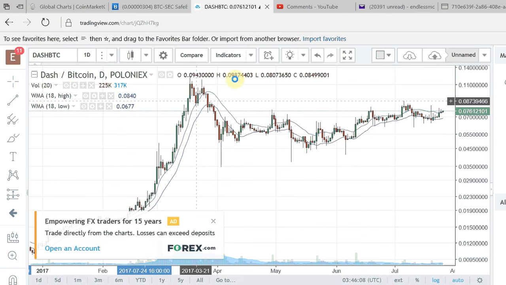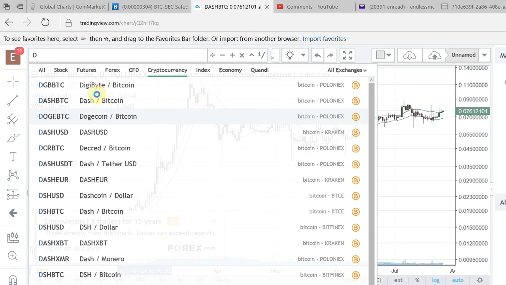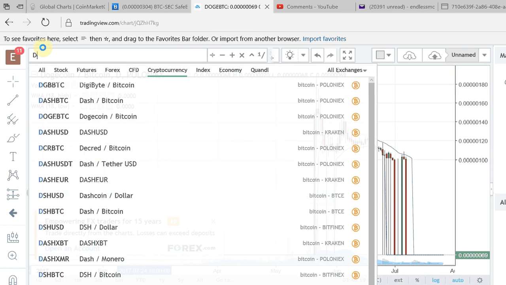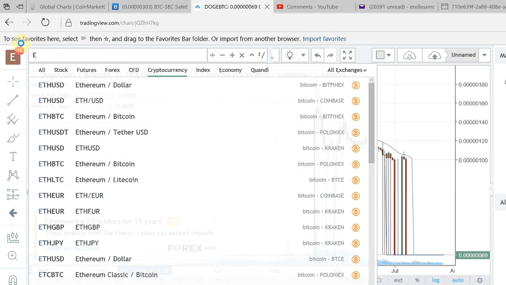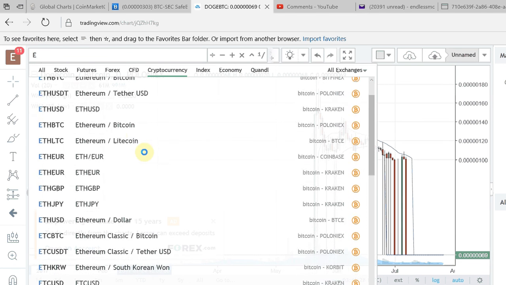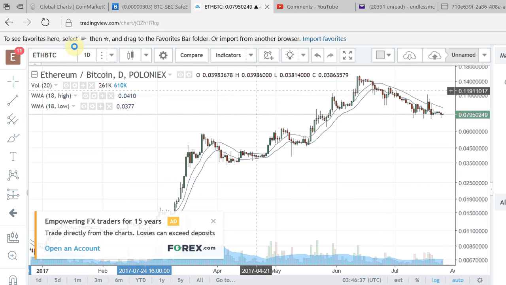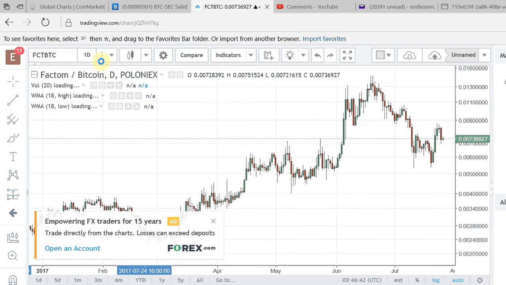Dash Coin, that's just doing the same old thing. Dogecoin looks terrible on here. I mean, I don't know. I don't understand that one. What else is on here? There's nothing below here. I don't think there's any Ethereum on the E's, but Ethereum and the ETC is pretty much doing the same sort of ordeal as well. I can just quickly put it up. I don't like the Bitfinex. I like the Poloniex, but yeah, it's just doing a whole bunch of nothing. Factom and stuff on the C, Folding Coin, Florin Coin.